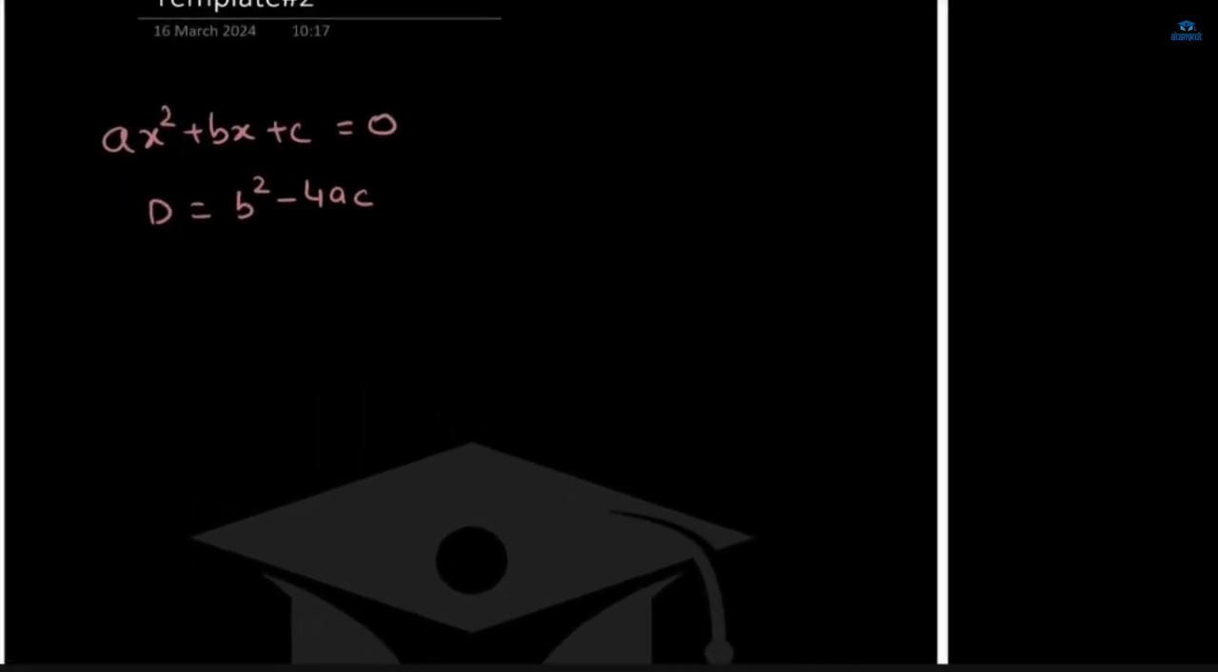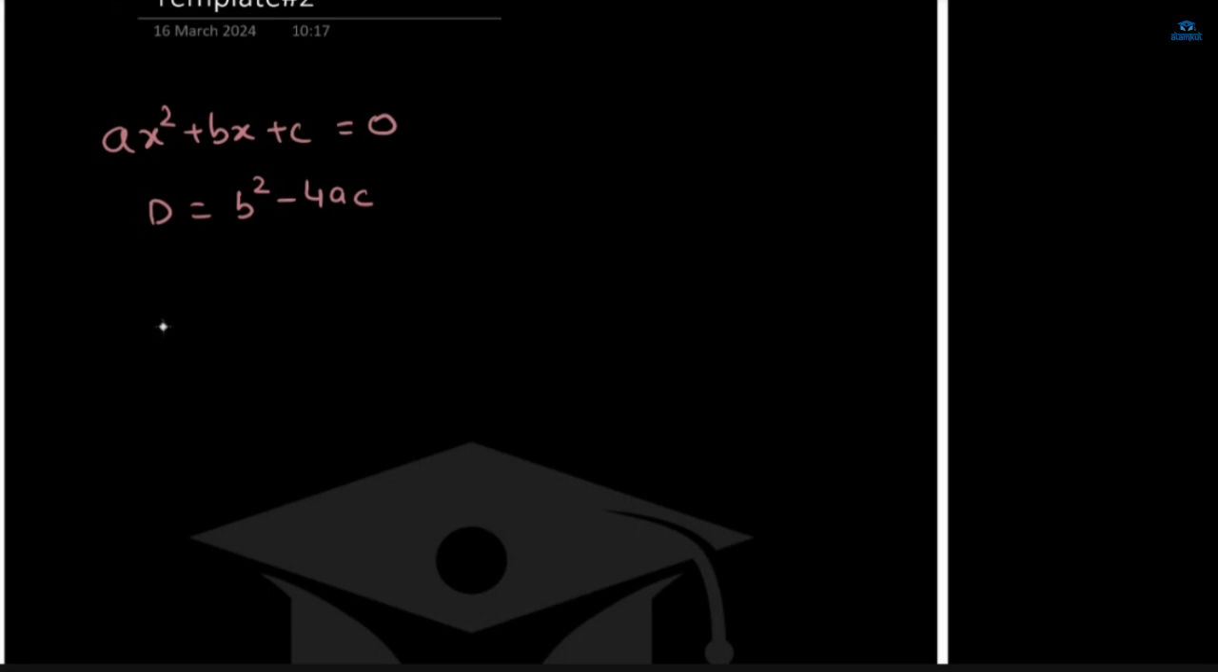Now see, after finding D, let us take a general equation, ax square plus bx plus c equal to 0. First we will find D, which is equal to b square minus 4ac. Whatever be the value of D, to find the solution by the discriminant rule, first we'll find D, b square minus 4ac, whether it is negative, positive or equal to 0.